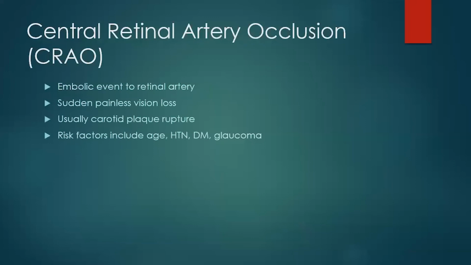And then the final thing we're going to talk about as far as this differential for eye pathology as a source for unilateral vision loss is going to be central retinal artery occlusion. It's going to be an embolic event to the retinal artery, as we all know. It's going to cause sudden painless vision loss. Usually this is a carotid plaque rupturing. And of course, folks at risk for carotid plaque would be older folks, people with hypertension, diabetes, and also specifically for central retinal artery occlusion, people with glaucoma can be at increased risk as well.